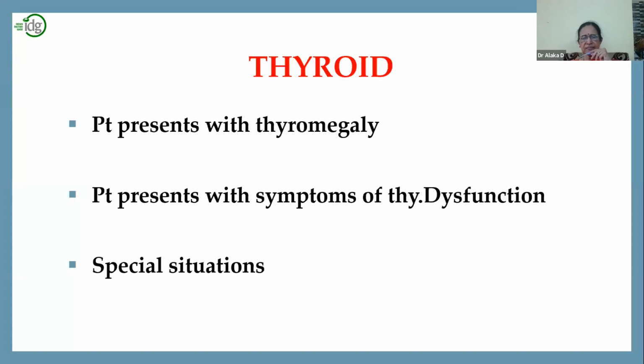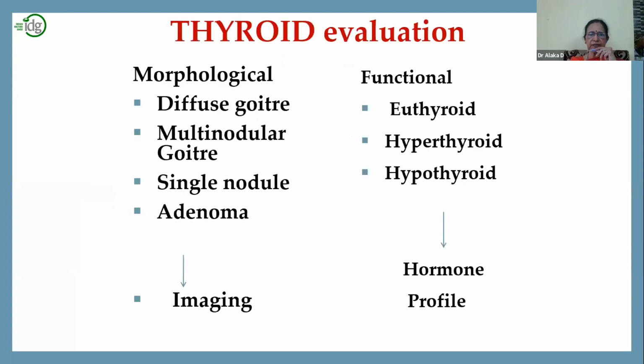Then the patient presents with symptoms of thyroid dysfunction. The symptoms are suggestive of thyroid dysfunction. That means the function of the thyroid has become less, that is hypothyroidism, or the thyroid is hyperfunctioning, that is thyrotoxicosis. So both of them will have different symptomatology. So the patient can present with symptoms. From the symptoms, we make our diagnosis and investigate the patient accordingly. Then there are certain special situations in which we need to examine and evaluate the thyroid.